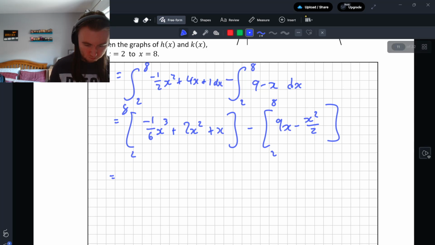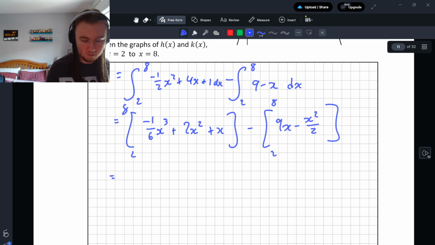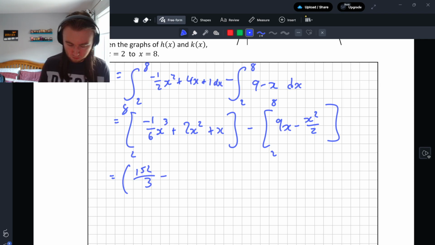Okay, so minus 1 over 6 times the answer, which I've already put in as 8 squared, plus 2. Oh, hang on. Typed this in wrong. Minus 1 over 6 by 8 cubed, plus 2 by 8 squared plus 8 is 152 over 3. Subtract, same thing but subbing in 2. So minus 1 over 6 by 2 cubed plus 2 by 2 squared plus 2 is 26 thirds.